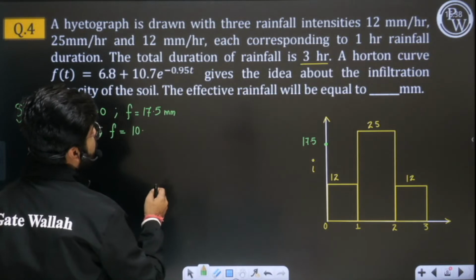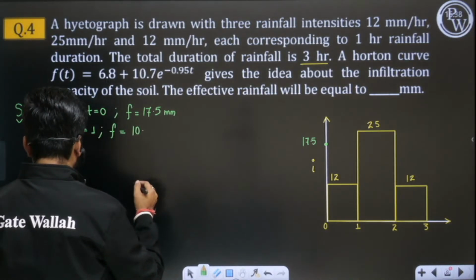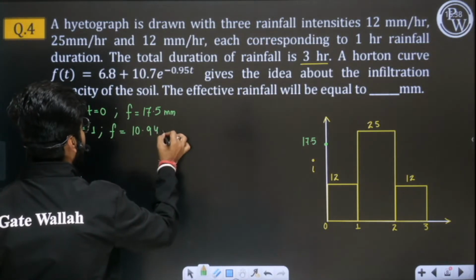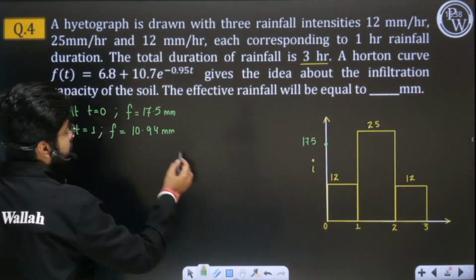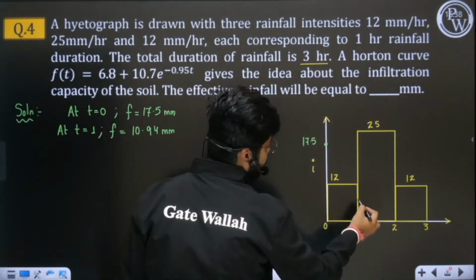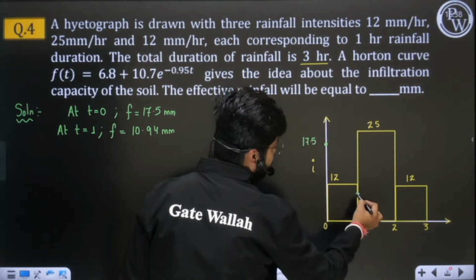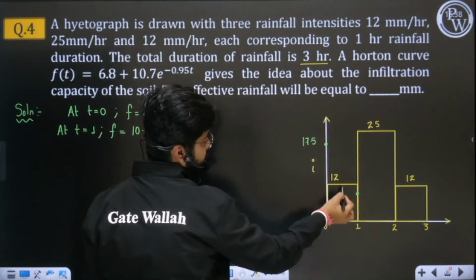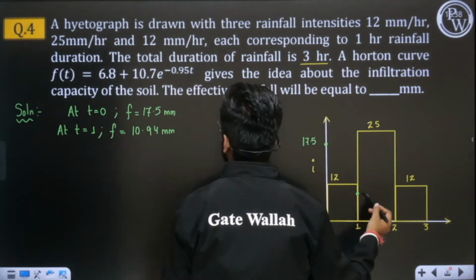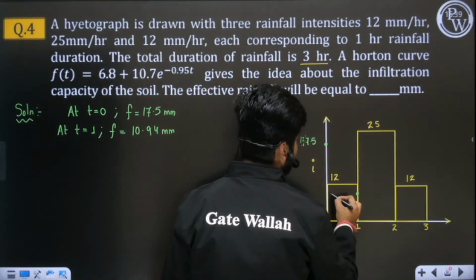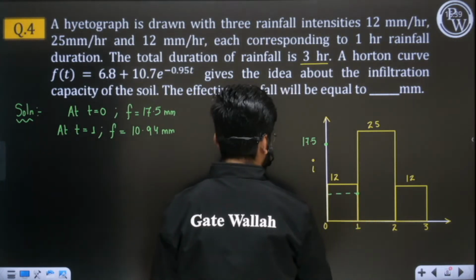We can round it off. Let us take it to 2 decimal places, so we can round it off to 10.94. So where will 10.94 be? Less than 12. Okay, 10.94 is less than 12. So obviously this value will be here. You can say this is your 10.94.